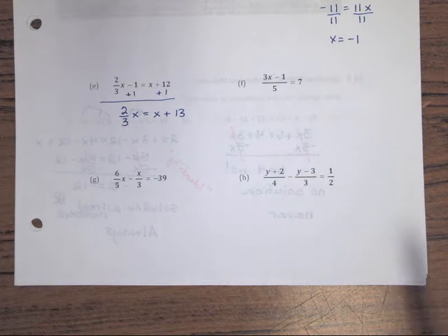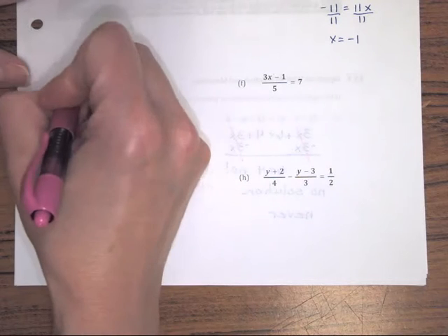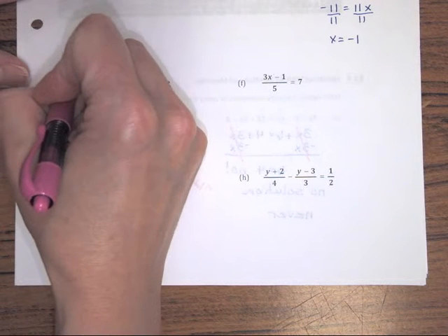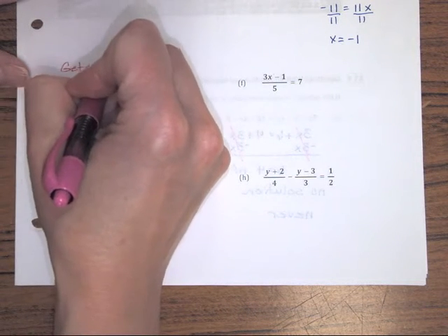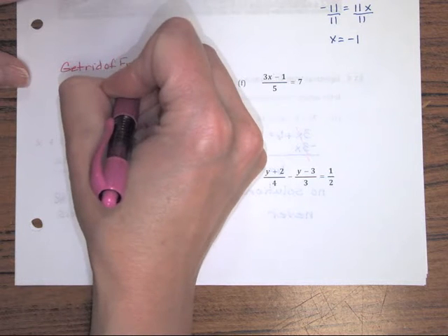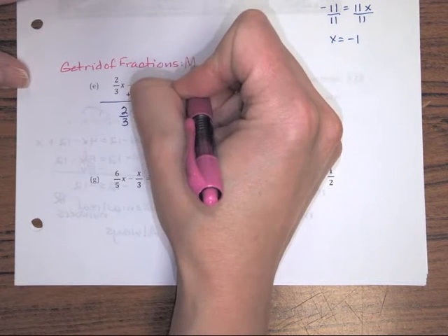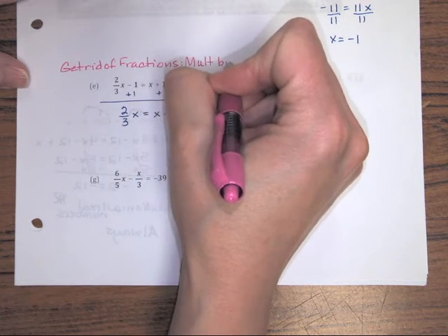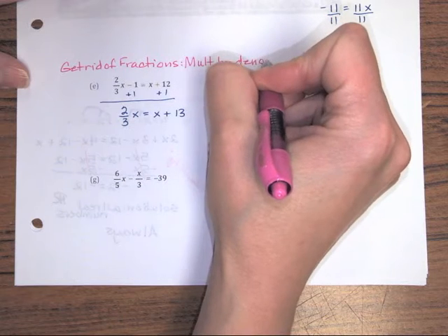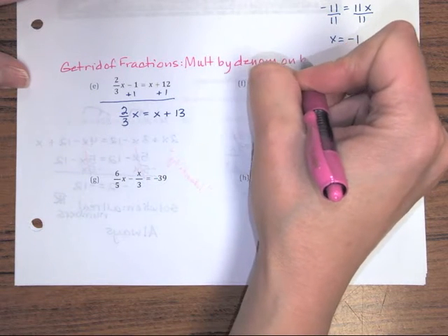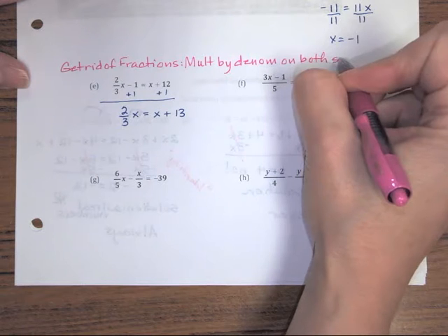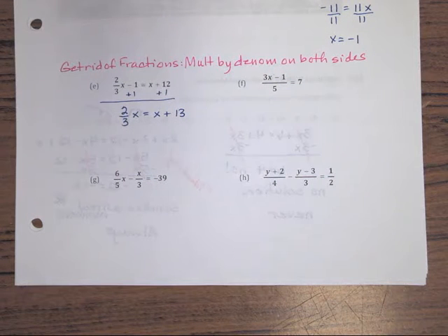The method for doing that is multiply by the denominator on both sides. So let's write this. Get rid of fractions. And we want to multiply by the denominator on, don't forget, both sides. Okay? There's our strategy.